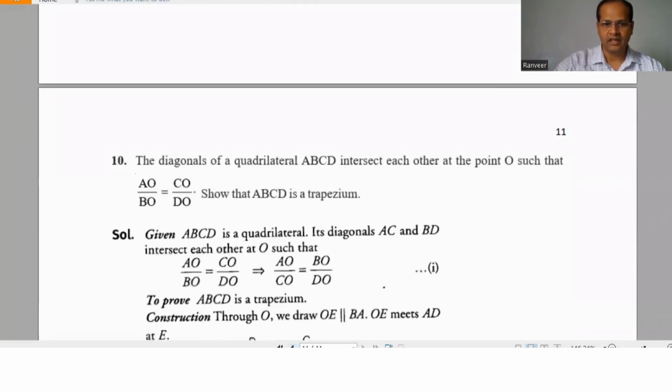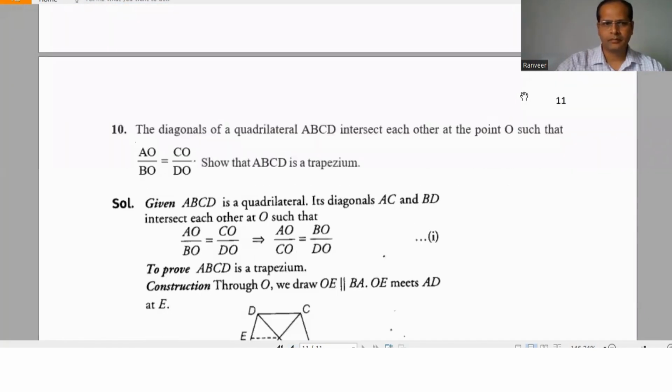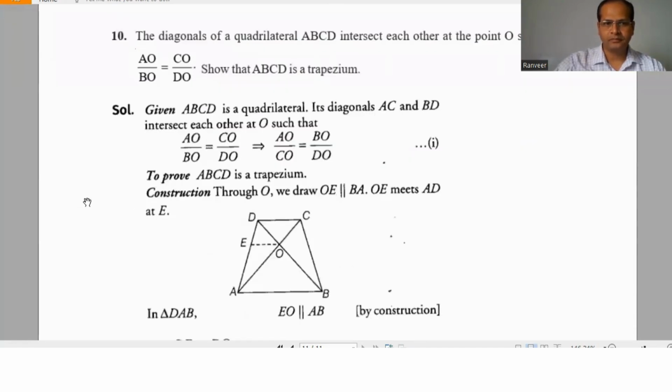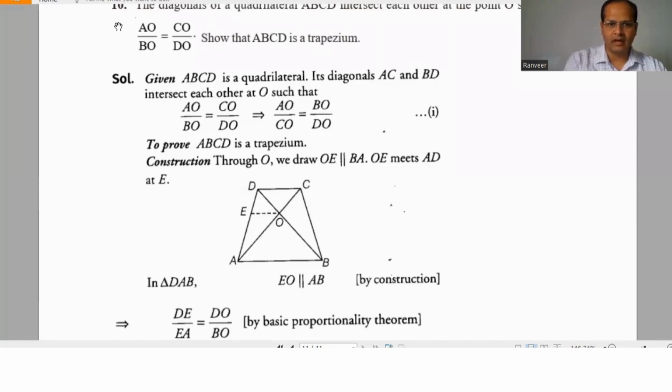Now, the last question, question number 10. The diagonals of quadrilateral ABCD intersect each other at the point O such that AO by BO equals CO by DO. Then we have to prove ABCD is a trapezium. First of all, we see the diagram. ABCD is a quadrilateral, and its diagonals AC and BD intersect each other at the point O such that AO by BO equals CO by DO.